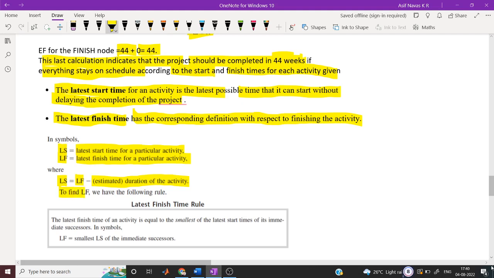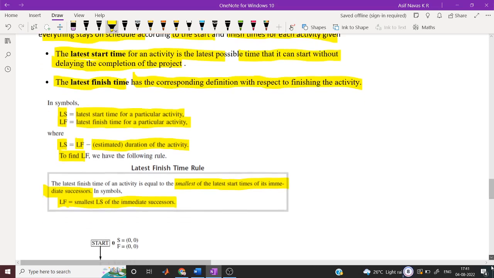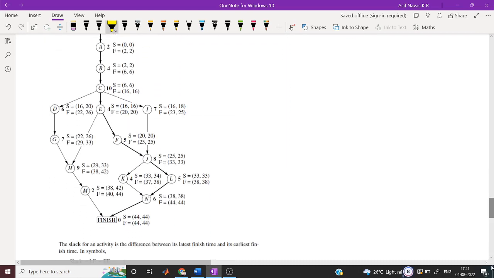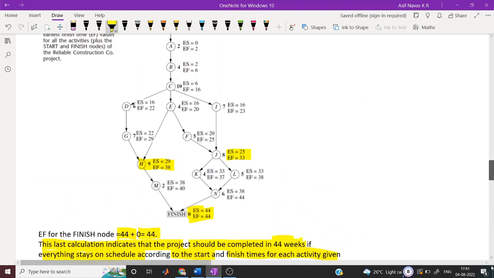To find LF, we take the smallest latest start value of the immediate successors. So LF is the smallest LS of the immediate successors. We will start doing this from the bottom. I will do it from the bottom. We have to calculate LS and LF.